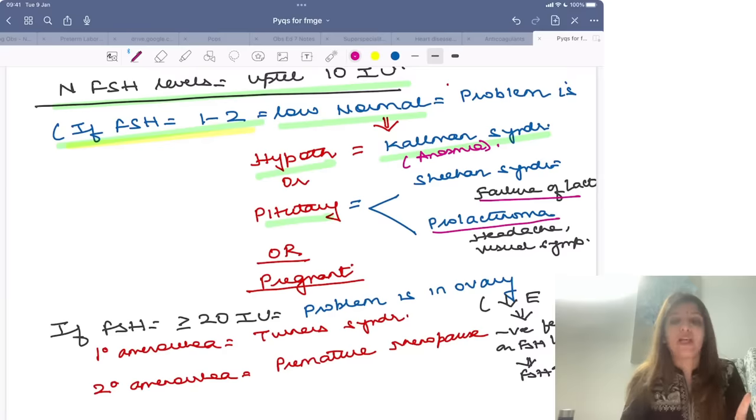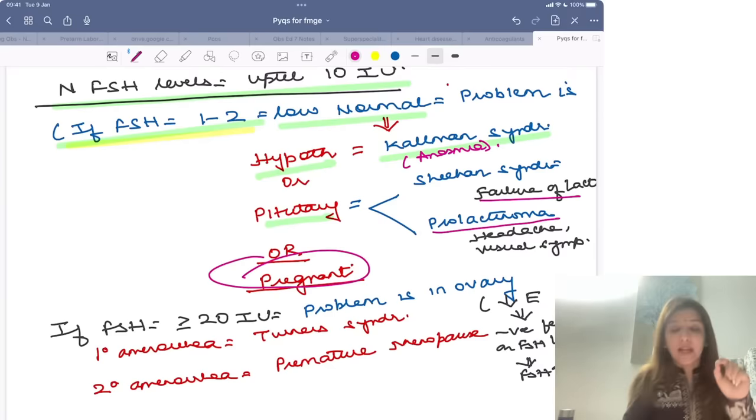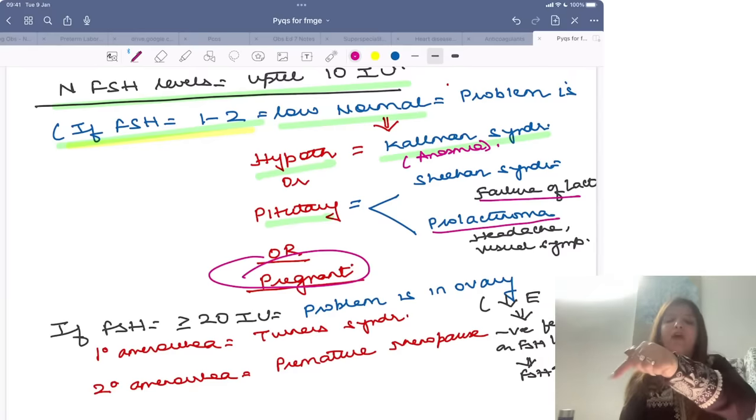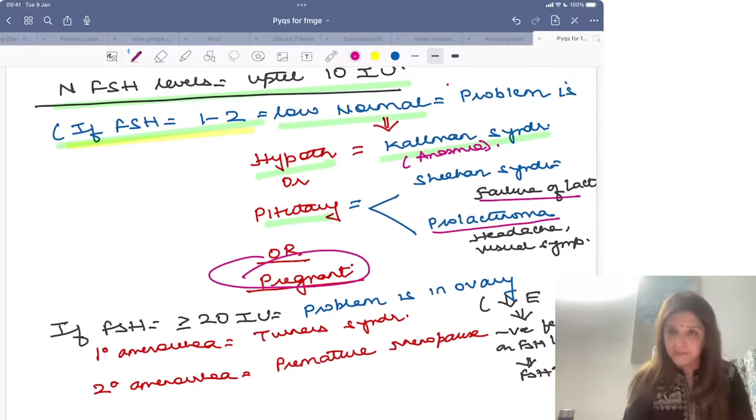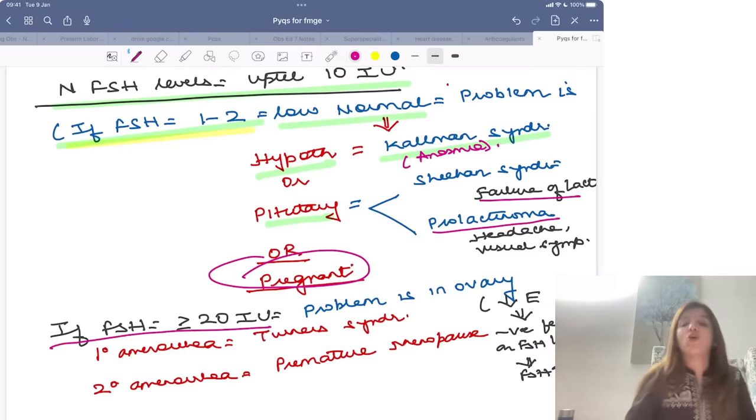There is one more case jisme FSH levels will be low and amenorrhea hoga, that is pregnancy. Pregnancy mein bhi FSH levels less hote hain. And you get amenorrhea, right? Why FSH levels are less in pregnancy? Because in pregnancy, the levels of estrogen are high. And estrogen has a negative feedback on FSH. Clear?